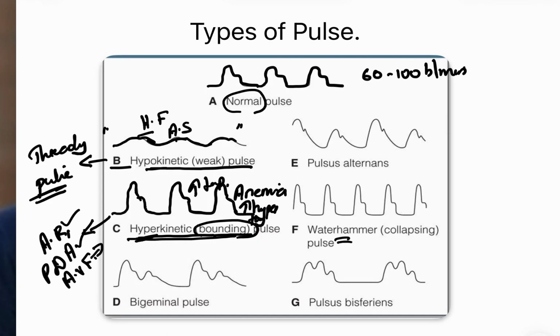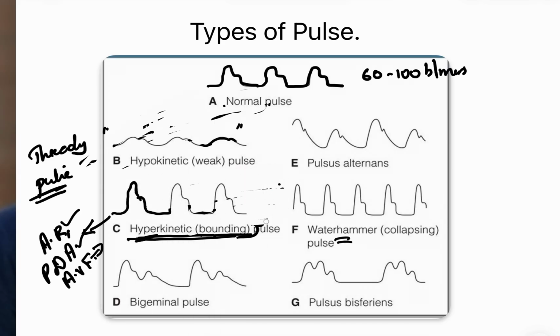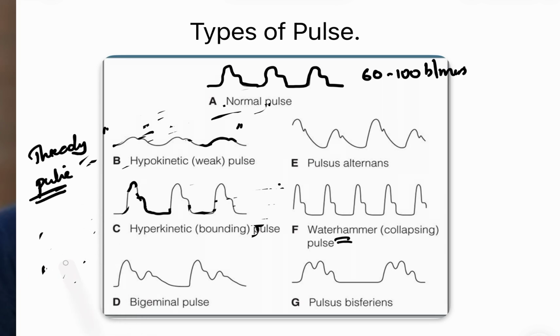So we studied the normal pulse. The normal pulse rate is 60 to 100 beats per minute, and then we went to the hypokinetic or weak pulse, also known as thready pulse, mostly seen in aortic stenosis or heart failure. Then we went to the hyperkinetic or bounding pulse, seen in aortic regurgitation, patent ductus arteriosus, and also in hyperdynamic conditions like fever, anemia, or hyperthyroidism.